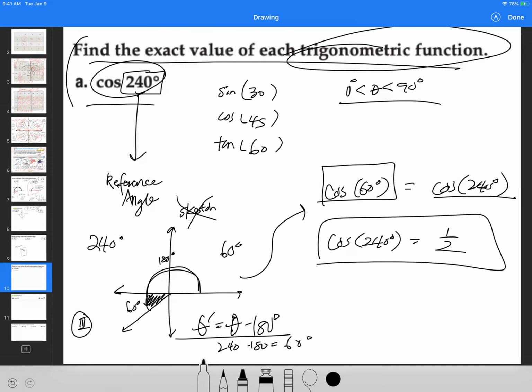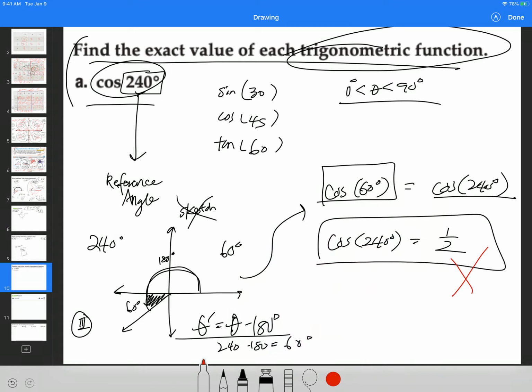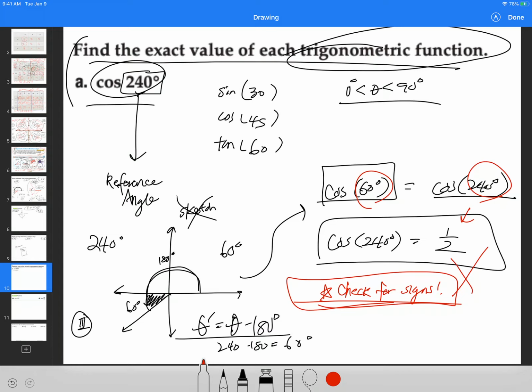Now if you write it to me this way, you're going to get the question wrong. There's one last part that you have to check. Check for signs. The reference angle is only good until you find the value. Once you find the value, that's all fine and dandy, but you have to check for signs. Remember, guys, ASTC, those acronyms that I taught you yesterday: All Students Take Calculus.